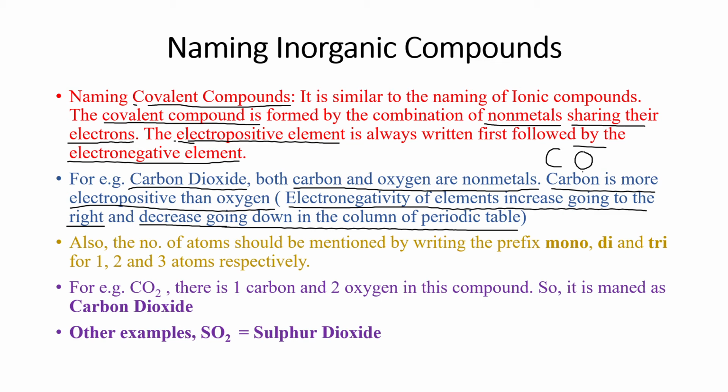Also we have to mention the prefixes mono, di, and tri for 1, 2, and 3 atoms respectively. For example, in carbon dioxide, carbon is positive, so it's written first, and then there are two oxygens in it. That is why it is written as dioxide. Another example is sulfur dioxide.